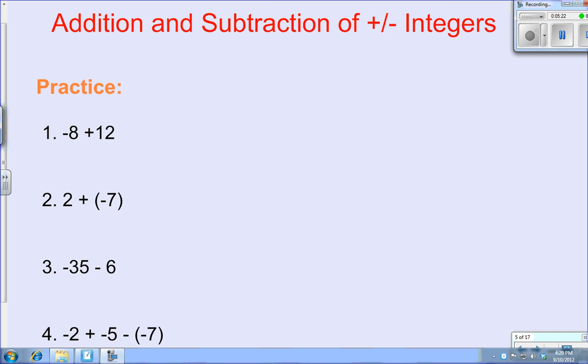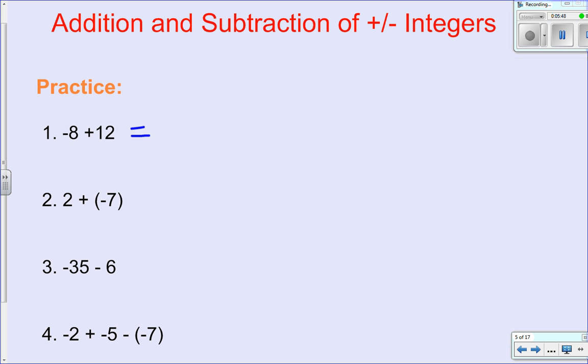Now that I've shown you the demonstration, here are the practice problems. How this works is you'll pause your recording and complete these. If you get stuck, you can rewind and look at the demonstrations again, but you should be okay. Please pause your recording now and complete the practice problems. Let's look at number 1.